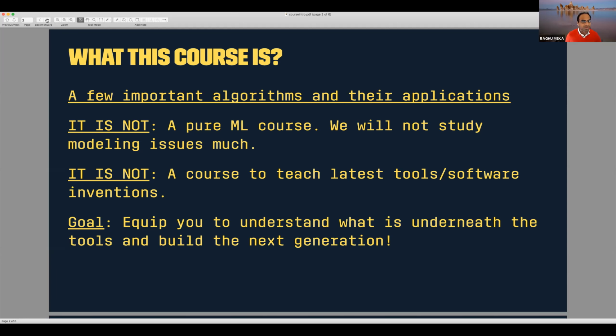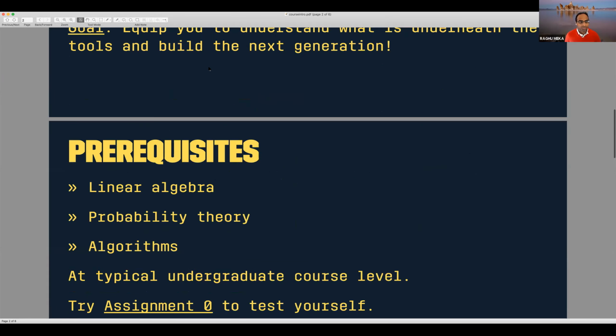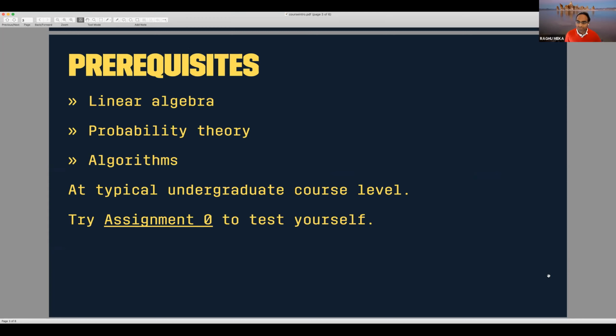And in terms of prerequisites, there are 3 main prerequisites for this course. It's hard to quantify what level is needed. There are 3 rough components which are very important to understand the basics of. One is linear algebra, the other is probability theory, and classical algorithms. And all 3, at the typical undergraduate course level. You don't need to know something sophisticated like measure theory or fancy conditional expectations and things like that. They might show up later on, but by then we'll build up the background necessary.